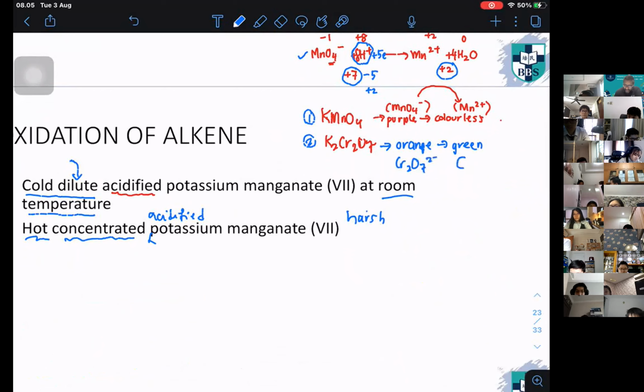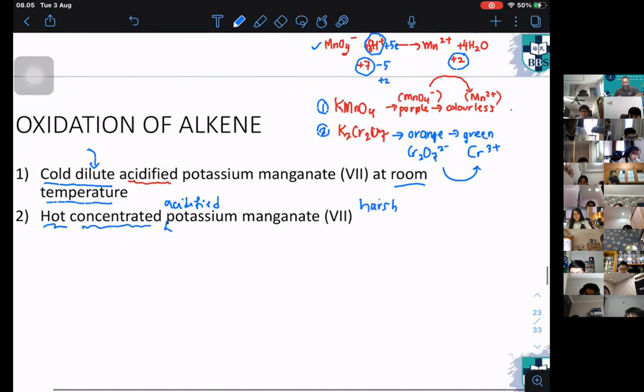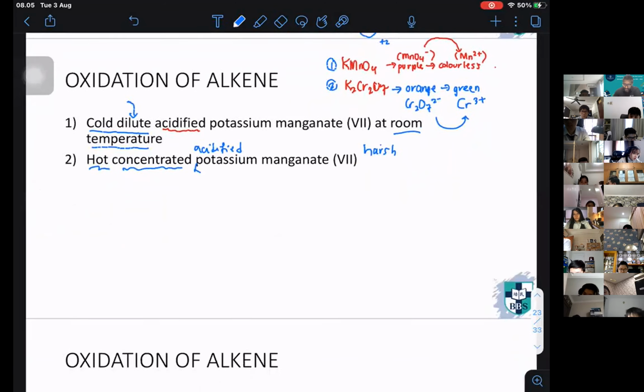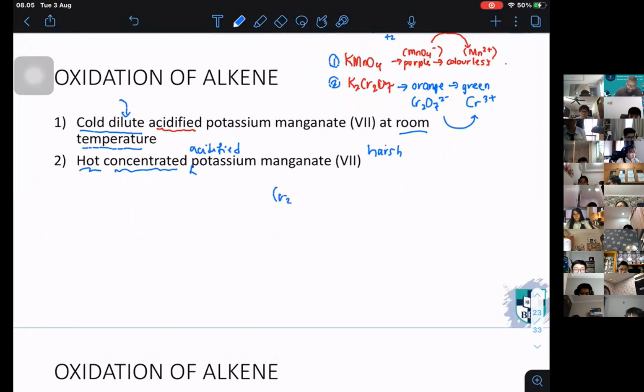Cr2O7 2-, which will become Cr3+. The green is coming from Cr3+. And how to use the equation and so on, please learn it yourself. Even if you want me to show it to you now, I think no harm in showing now, no problem.